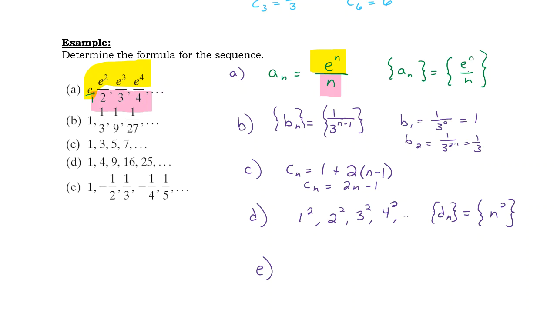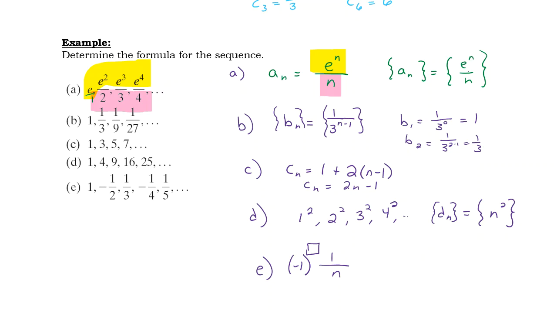All right, my last one has got some stuff going on. I've got 1's in the numerator the whole time. The bottom is just going 1, 2, 3, 4, 5, so that's n. But then I've got this positive, negative business. So to make that happen, I have to introduce a factor of -1 to some power. Now this exponent is either going to be n or n minus 1 or n plus 1, and you have to make it work so the first term is positive.